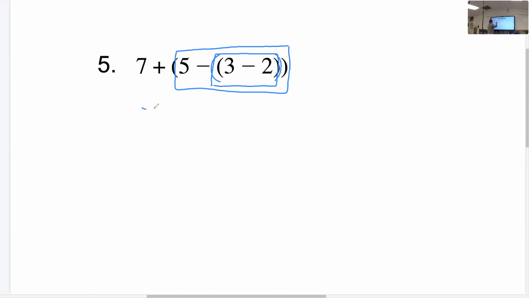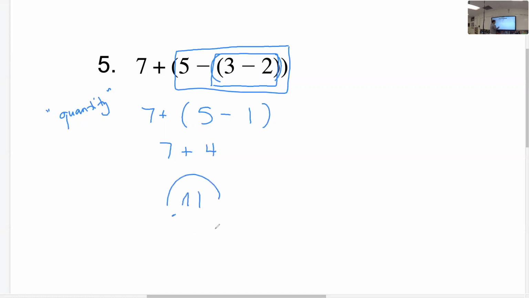So again, if I was showing my work, which I always do because I'm awesome, it'd be 7 times, and then we read this quantity. Okay, might as well put that in your notes. Whenever you see parentheses, you'll hear me say quantity, right? 5. And then instead of this 3 minus 2, I would do the 3 minus 2, which is 1. So now I went from 2 sets of parentheses to 1. So now I get 7 plus 5 minus 1 is 4. 7 plus 4 is 11. And that'd be the answer.